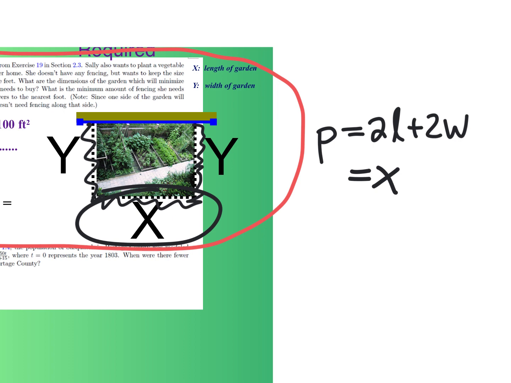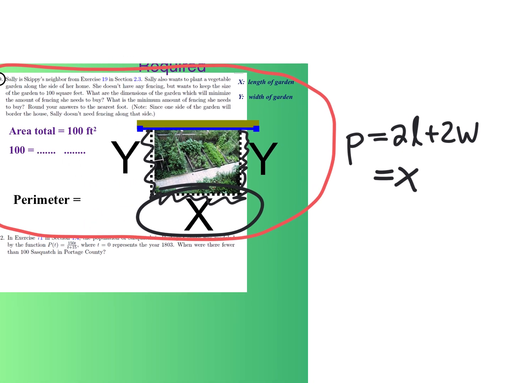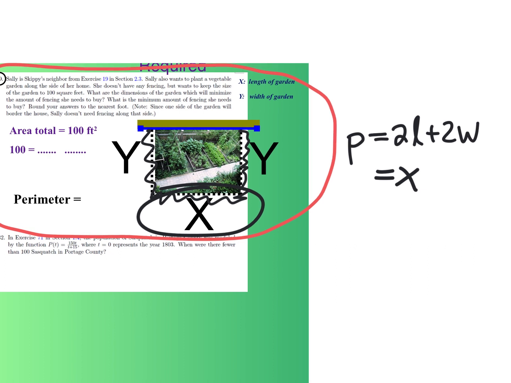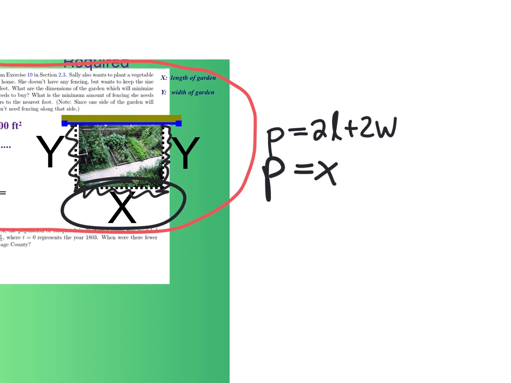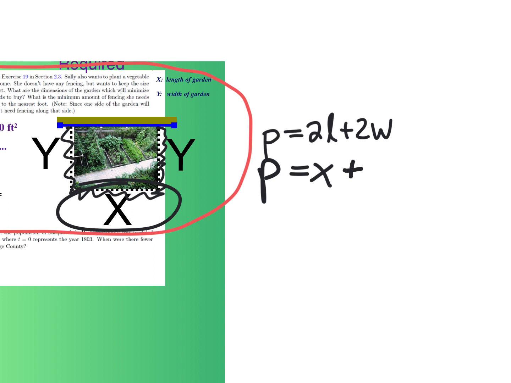And what if they tell you the amount of fence that you have? What if they told us that we wanted only a certain amount of fence, we could put it here. But that's not what they do. Instead, they tell you the area. So I'm going to leave P as just P. But if they had told me the perimeter, I would have put it there.